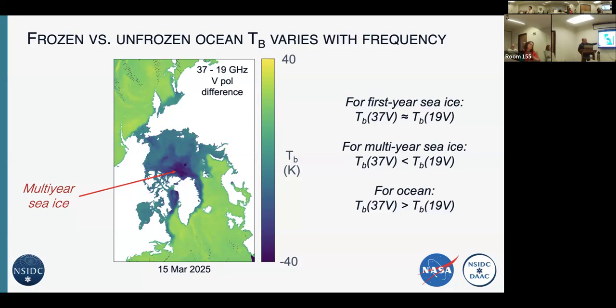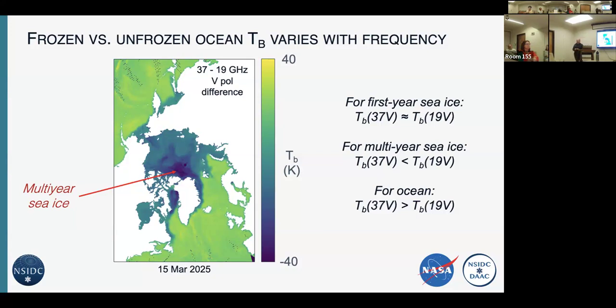Now, this is just this last March. If I showed you a picture from like 1985, this would all be really dark, because this used to be all multi-year ice or mostly multi-year ice. So things have really changed. So there's not a whole lot of multi-year ice left to show.